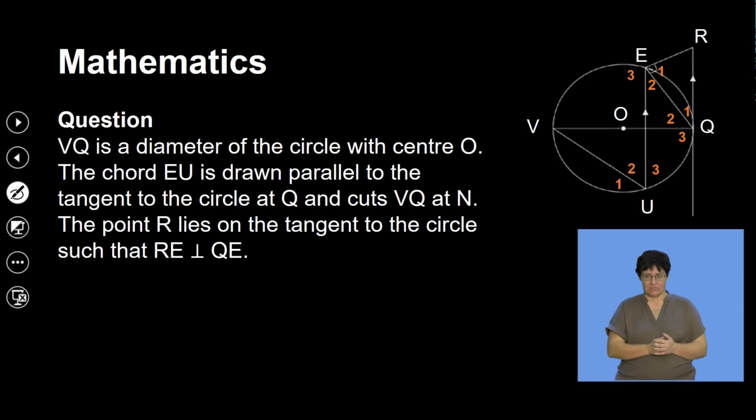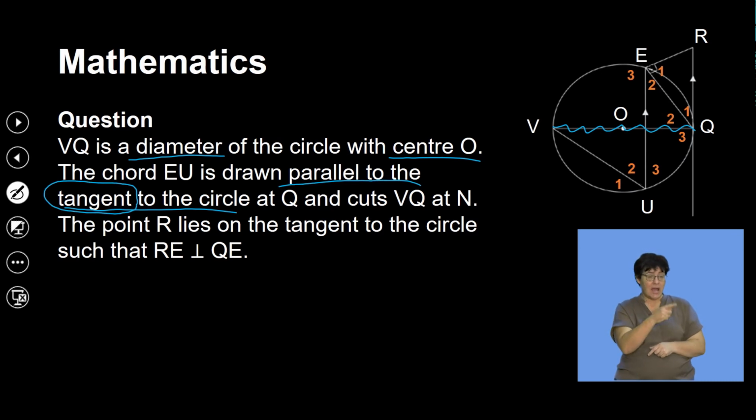Here it says VQ is a diameter of the circle with center O. Immediately I know there's a diameter and a center. I'm pausing there, and I want to see whether I can do something on my diagram. If I had any angle that was subtended by this diameter on the circumference of the circle, then I would definitely make it 90 degrees, but there isn't any at this point. And then the chord EU is drawn parallel to the tangent.